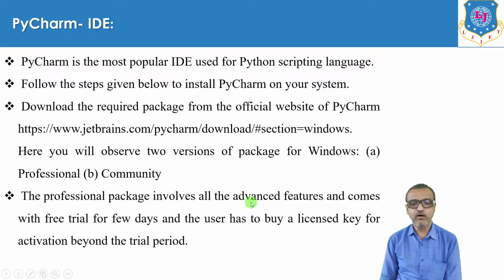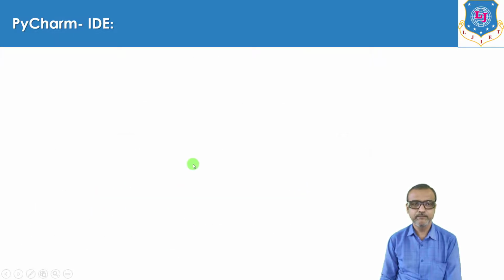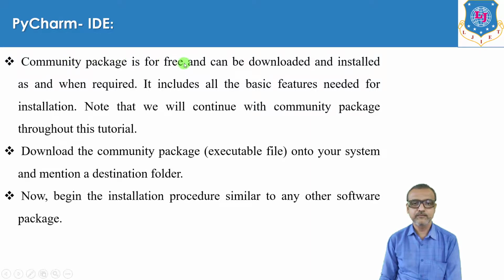The Professional package involves all the advanced features and comes with a free trial for a few days only, and the user has to buy a license key for activation beyond the trial period. Hence we will go for the Community package only. The Community package is free and can be downloaded and installed as and when required. It includes all the basic features needed. Note that we will continue with the Community package throughout this tutorial. Download the Community package, that is, the executable file, onto your system and mention a destination folder.